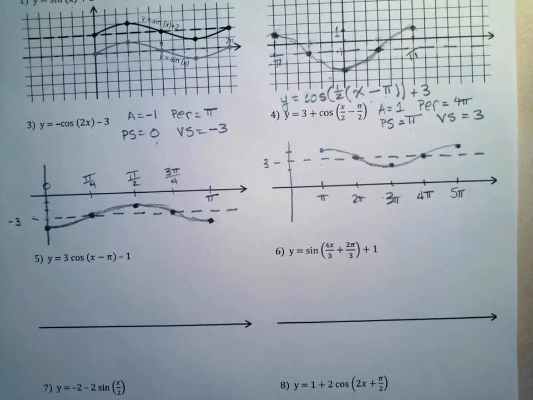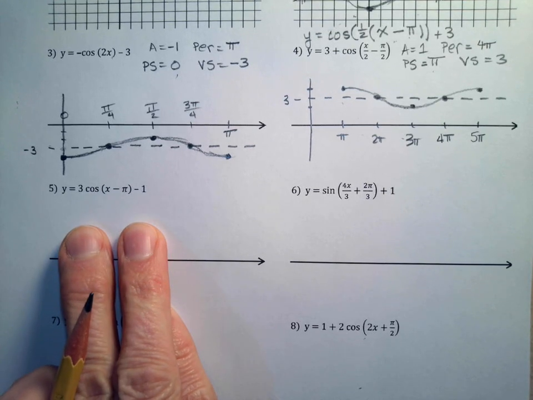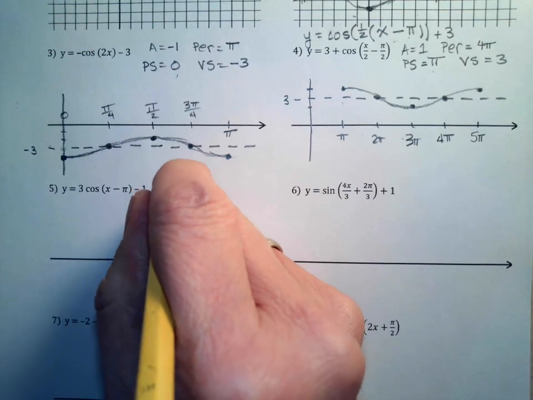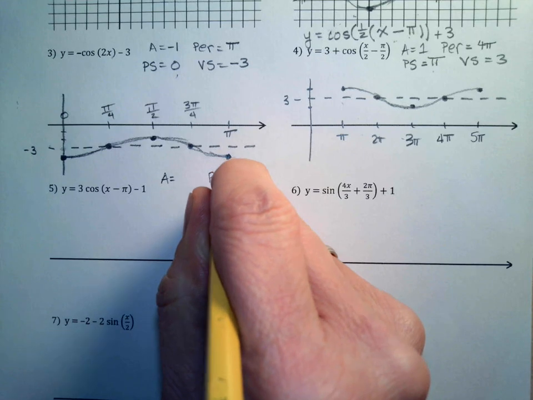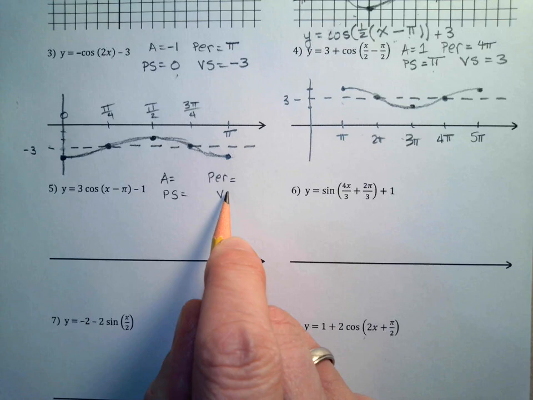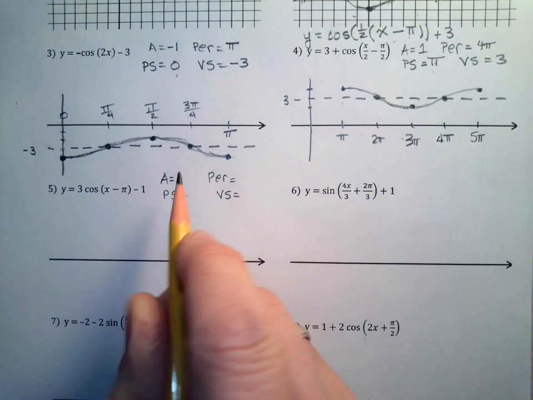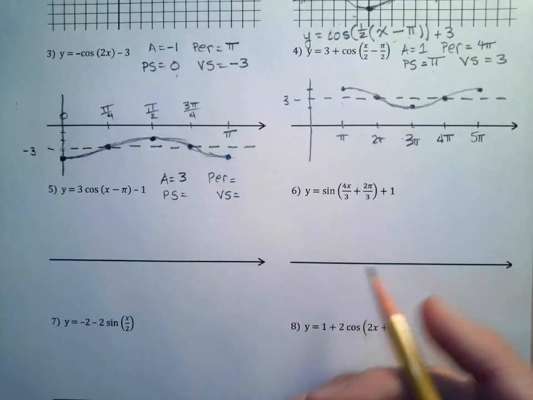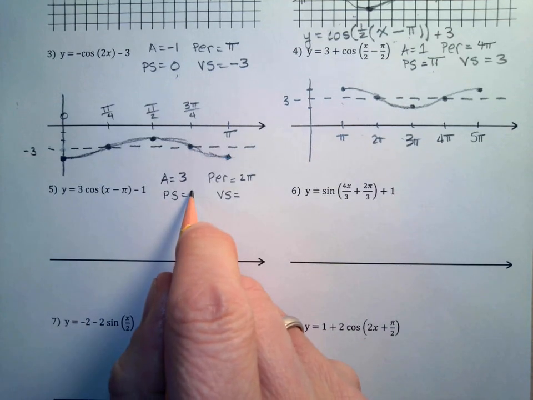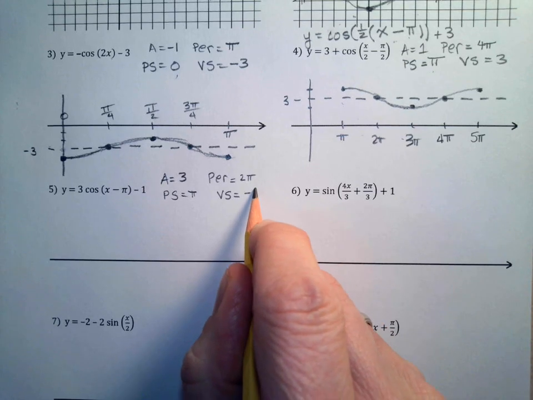All right, let's go on to number 5. This one doesn't really need to be rewritten. It's already in the form that's useful to us. So find our A, our period, our phase shift, and our vertical shift, and fill those in. All right, our A is 3. Our period isn't changing, it's 2 pi. Our phase shift is positive pi. And we have a vertical shift of -1.